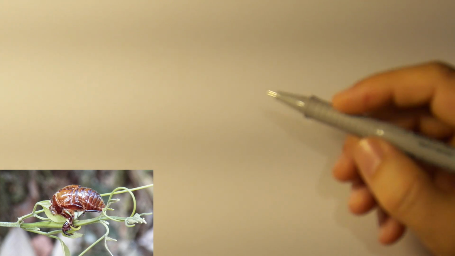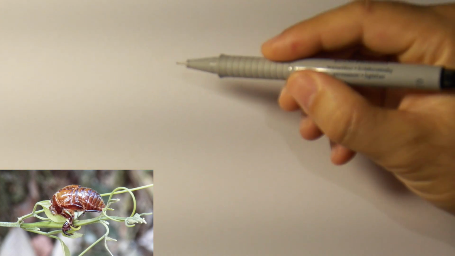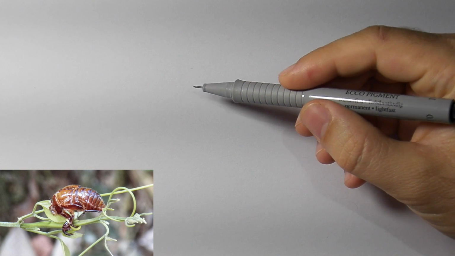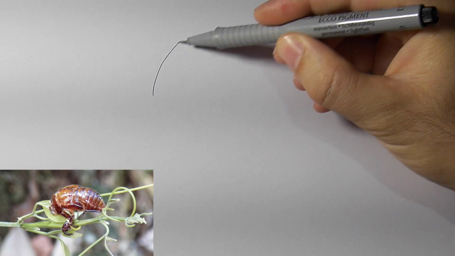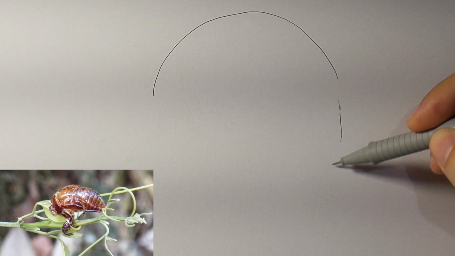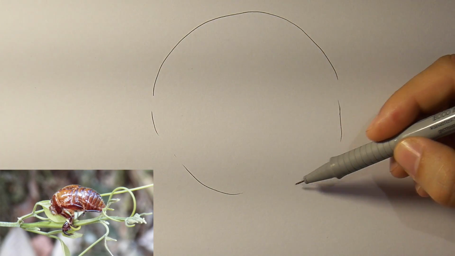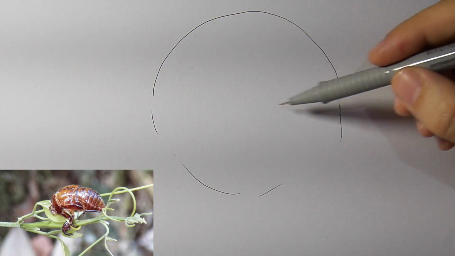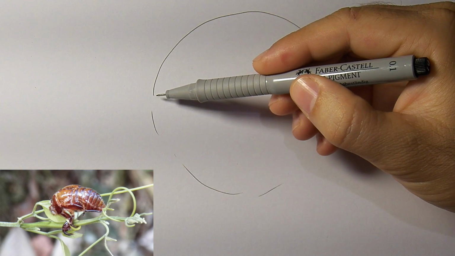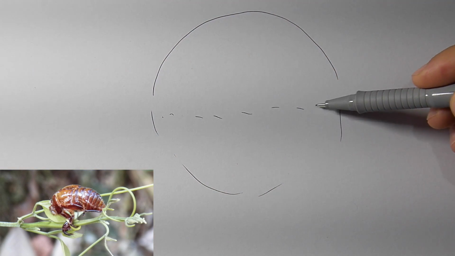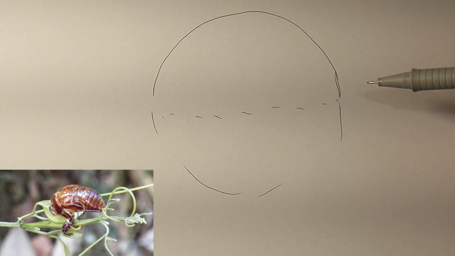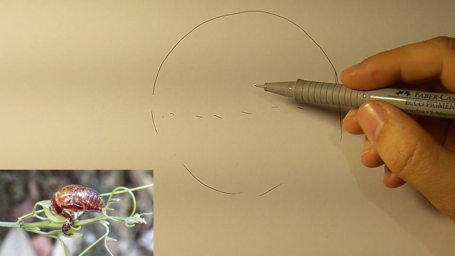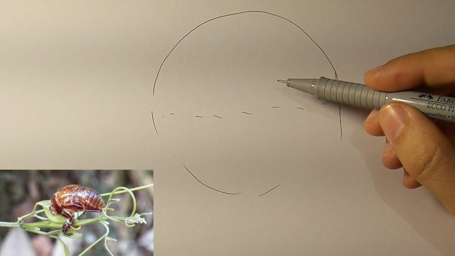So the first thing I kind of see is like a half circle. So I'm gonna draw a full circle kind of, but I really don't want the bottom half. So here's my half circle that I want to focus on here.